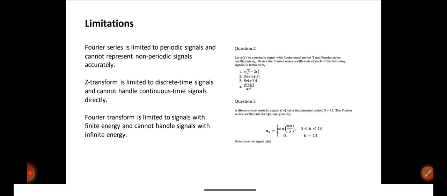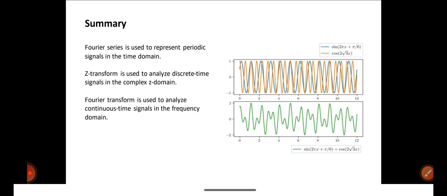Limitations. Fourier series is limited to periodic signals and cannot represent non-periodic signals accurately. Z transform is limited to discrete time signals and cannot handle continuous time signals directly. Fourier transform is limited to signals with finite energy and cannot handle signals with infinite energy.